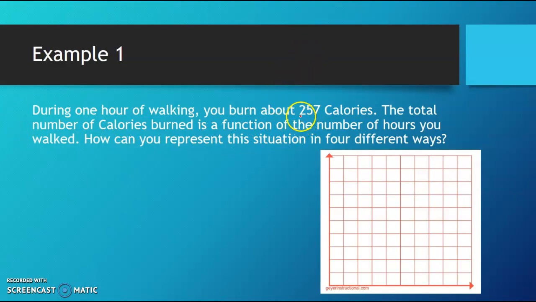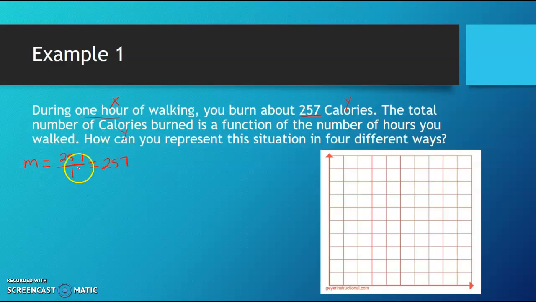We know that we are going to burn 257 calories in 1 hour, right? So calories is our y, and hours is our x. Okay, so this is our y and this is our x. And our change in y always happens over our change in x, right? So my slope is going to be 257 over 1, which equals 257.